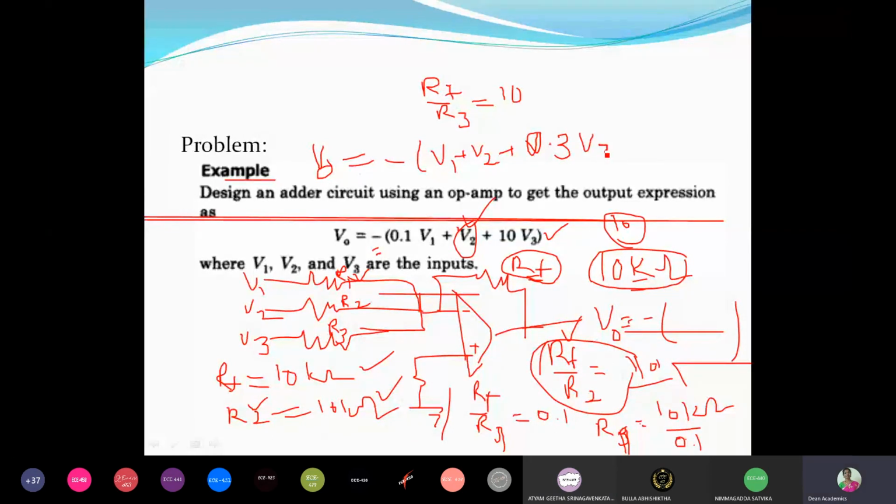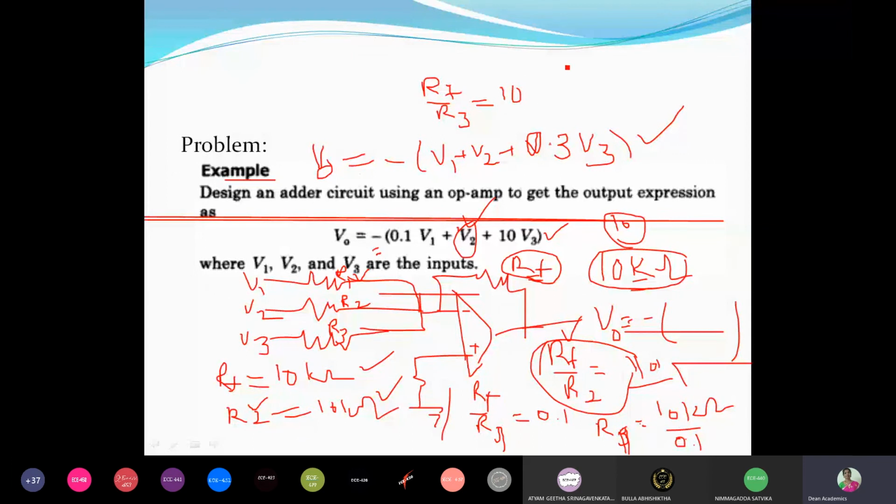Okay, 0.3 times V3. So for this expression, you design to get this output expression. What is that? Adder circuit. Here I am thinking to make it more simplified. Okay, 0.1, let it be 0.3, no problem.